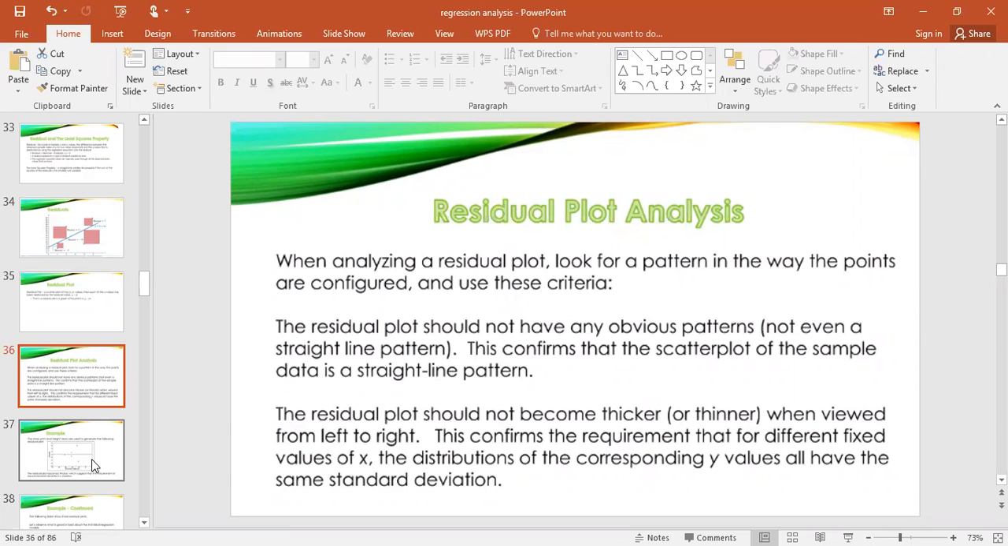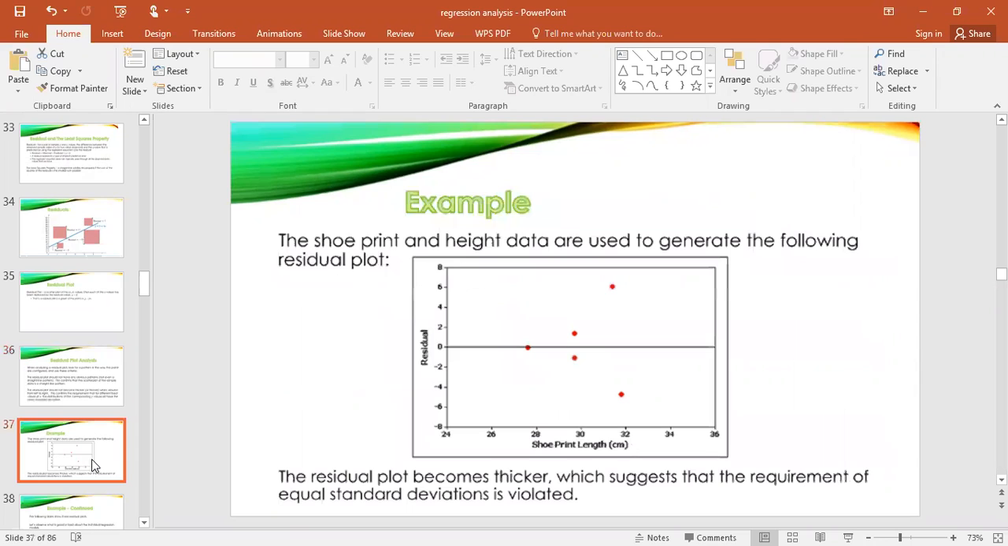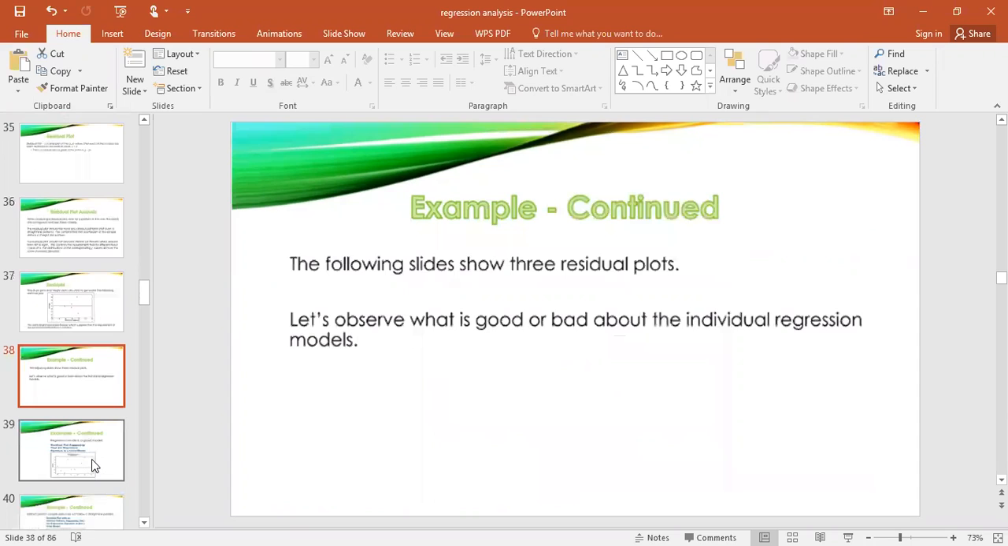This confirms the requirement that for different fixed values of x, the distributions of the corresponding y values all have the same standard deviation. The two-point and the height data are used to generate the following residual plot. The residual plot becomes thicker, which suggests that the requirement of equal standard deviation is violated. The following slide shows each residual plot. Let's observe what is good or bad about the individual regression model.